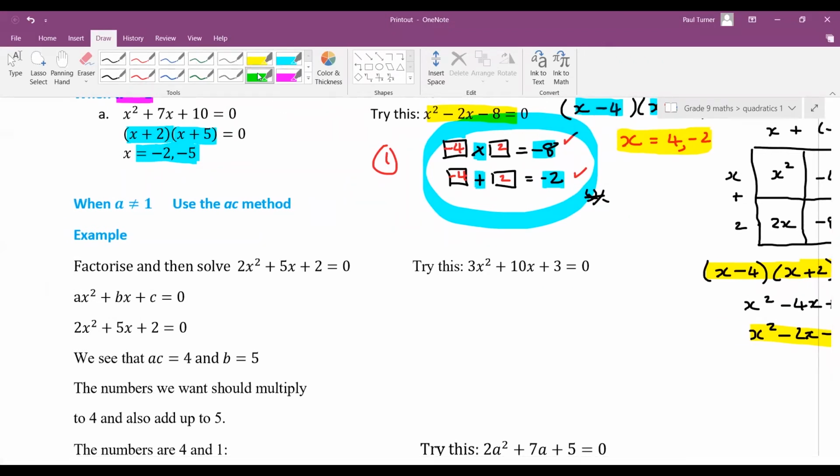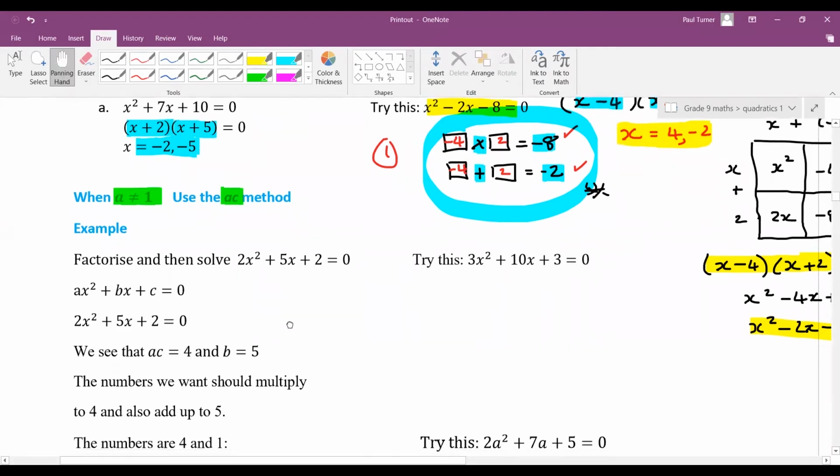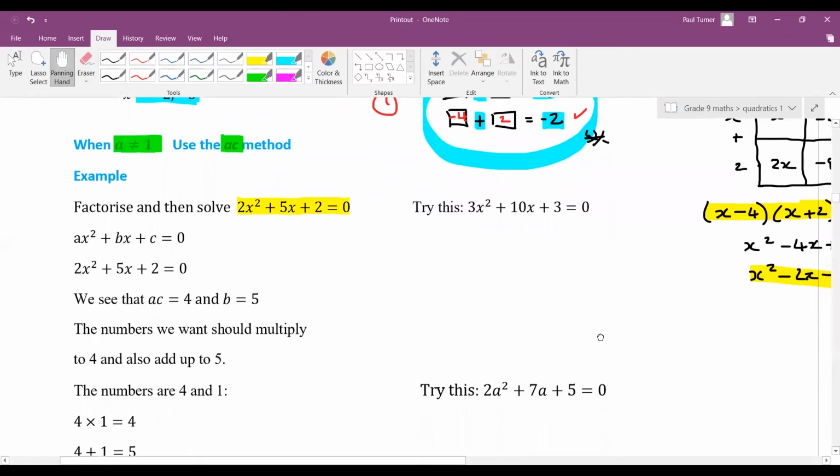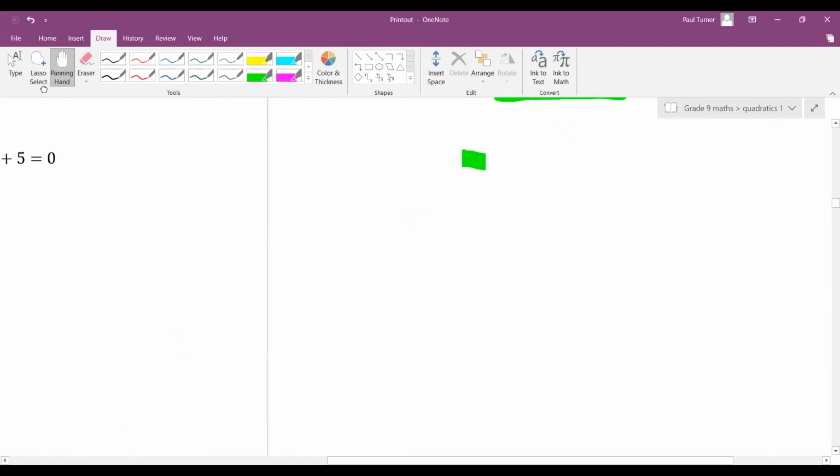Now, in the next section, you will see it gets a little bit more difficult when A is not 1. So when A is not equal to 1, we call this method called the AC method. There are other methods like the cross method, but they start to take a long time to do. So I'll show you how to do this one here, and I will copy the question over to the side here. So that's 2x squared plus 5x plus 2. So let me do it down here.